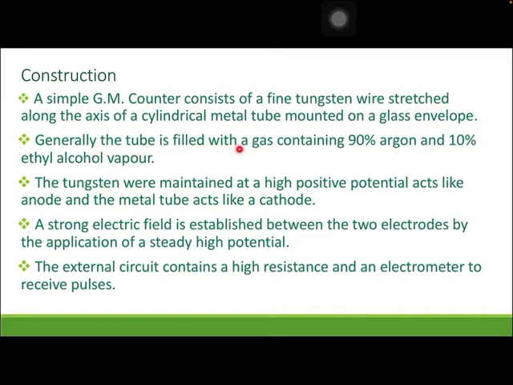Generally, the tube is filled with a gas containing 90% argon and 10% ethyl alcohol vapor. The tungsten wire, maintained at a high positive potential, acts like an anode, and the metal tube acts like a cathode. A strong electric field is established between the two electrodes by the application of a steady high potential. The external circuit contains a high resistance and an electrometer to receive pulses. Okay, so that is the construction of the GM counter.